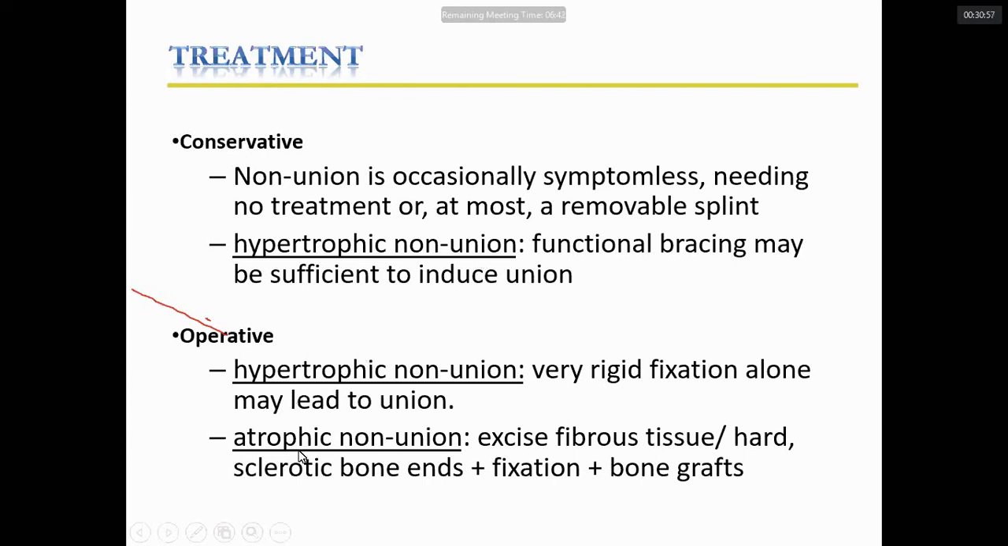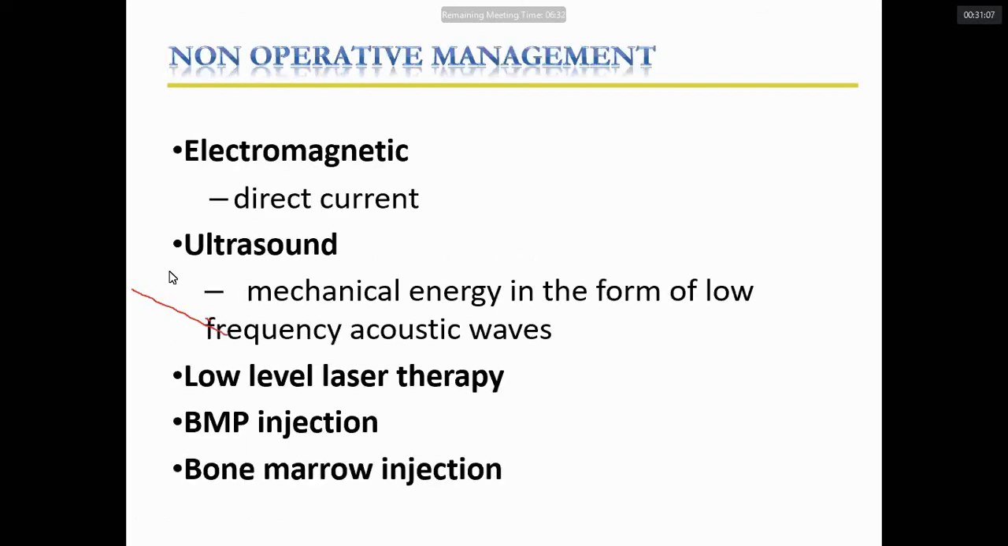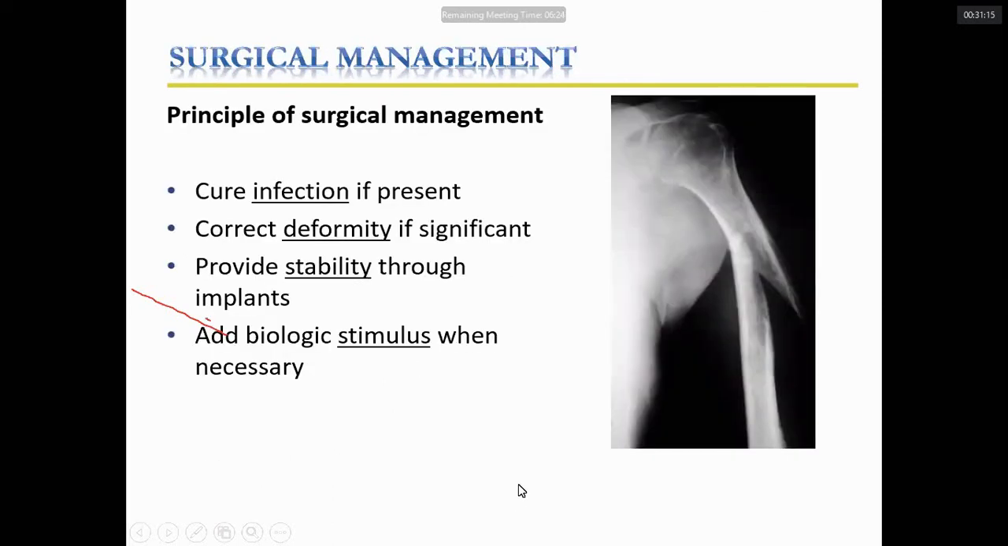But in atrophic or oligotrophic, you will need to excise the bone fragment, excise the soft tissue. You should fix the fracture and put the bone graft. So non-operative management can be by electromagnetic therapy, ultrasound therapy, laser therapy, bone morphogenetic protein injection, or bone marrow injection.